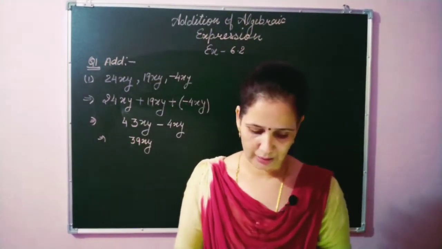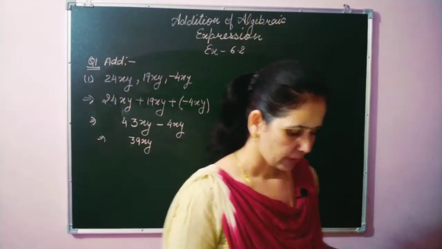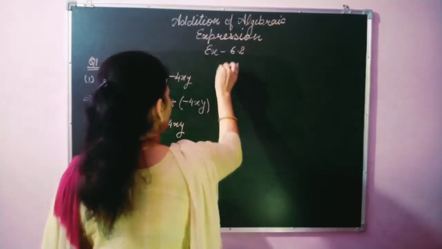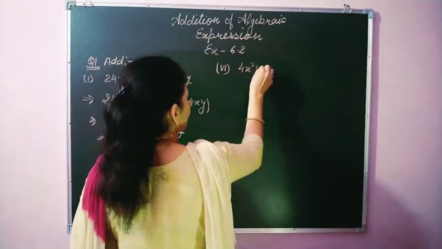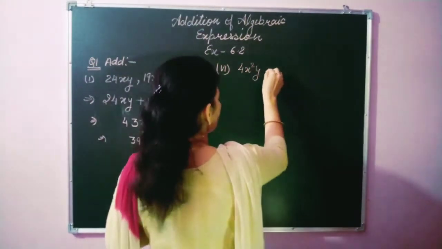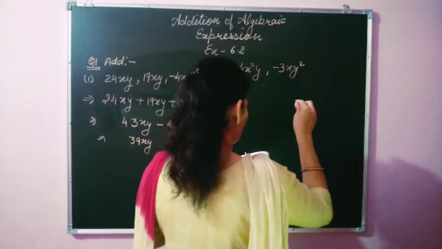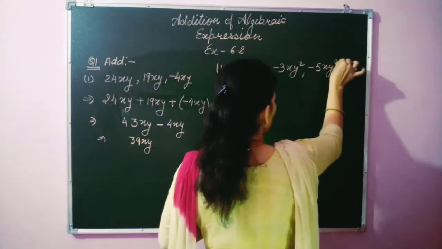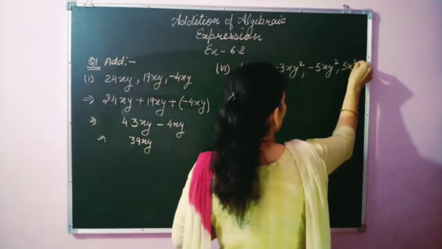So let's take one more part from this exercise, where the terms are unlike. Here I am taking one example of terms given unlike. That is our sixth part. In the sixth part they have given 4x square y, second one minus 3xy square, then minus 5xy square, and at the end 5x square y.